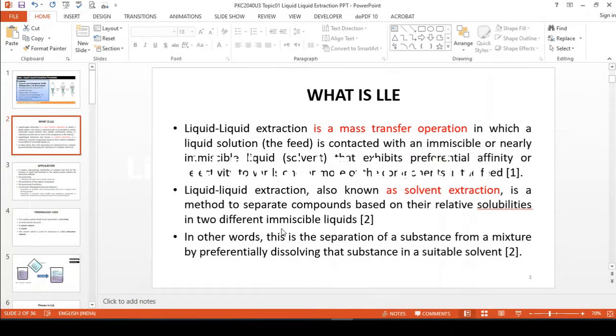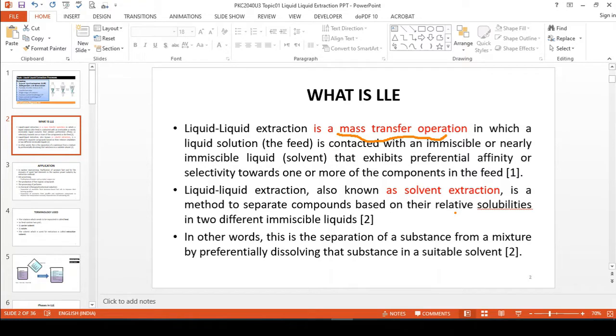So in this topic we will discuss the liquid extraction process. So what is the liquid extraction process? It's simply a mass transfer operation in which a liquid solution is contacted with another liquid solvent, and with the help of this liquid, that liquid solution can be separated out.